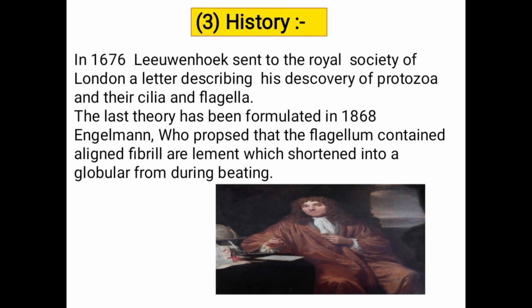History. In 1676, Leeuwenhoek sent to the Royal Society of London a letter describing his discovery of protozoa and their cilia and flagella. The last theory was formulated in 1868 by Engelmann, who proposed that the flagellum contained fragile lamina which shortened into a globular form during beating.